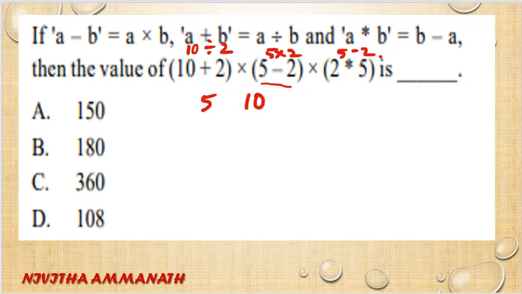Then bracket is first, 5 minus 2 is 3. So 3. 50 into 3, that is 150. So A is the correct option.